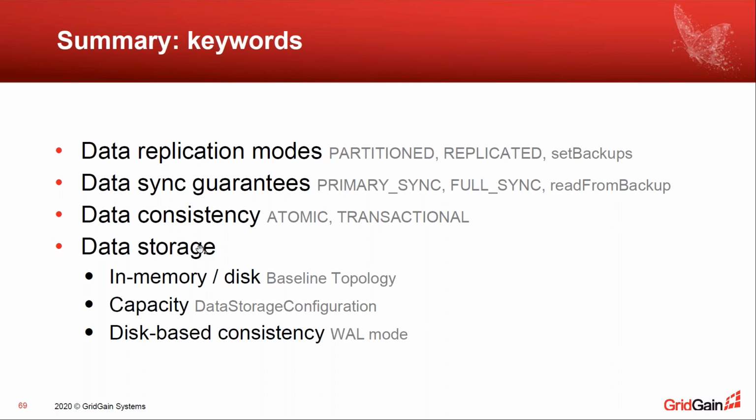And regarding data storage, if you are working with persistence, I think a very important keyword is baseline topology. I haven't mentioned it today, but I recommend you read about baseline topology if you are going to work with a persistent Ignite cluster. Configuring data storage and managing its capacity can be performed with data storage configuration, and if you want to tune your disk-based consistency, you have to refer to WAL mode. So you can consider this slide as a cheat sheet with the necessary terms to consider before you plan your architecture and plan to go to production.